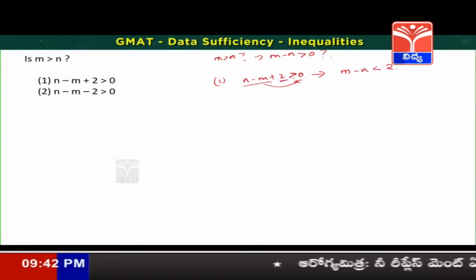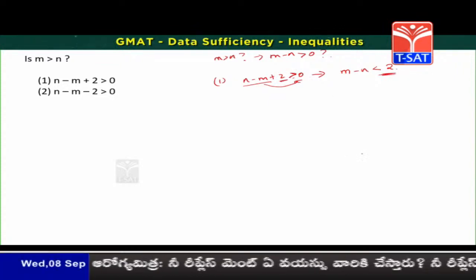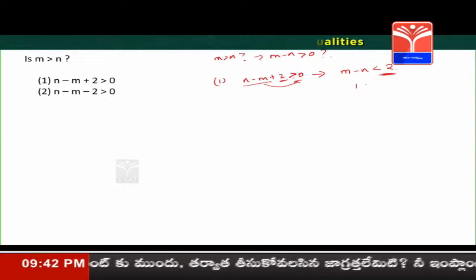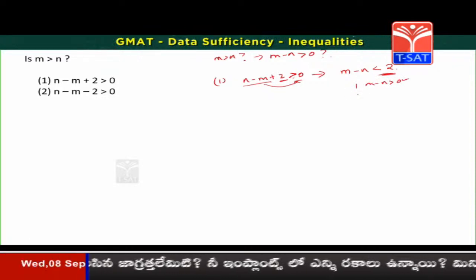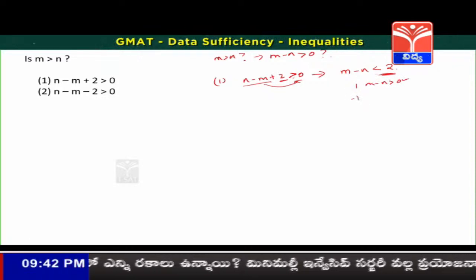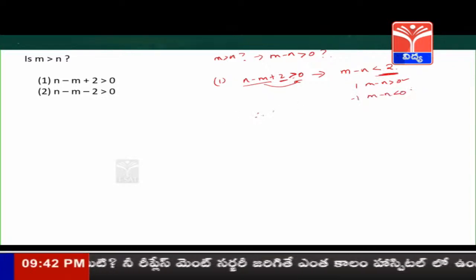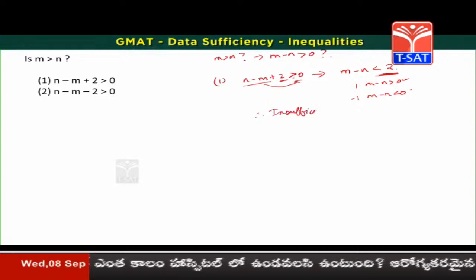Statement 1 is telling us that n minus m plus 2 is greater than 0. If you take n minus m to the other side, you will have m minus n is less than 2. The inequality remains the same, this side will be lesser and that side will be greater, 2 is on the greater side. So, m minus n is less than 2. Here, if it is say 1, then yes, m minus n will be greater than 0. But if it is minus 1, since it can be any number less than 2, m minus n is less than 0. So, therefore, this statement is insufficient to answer the question.